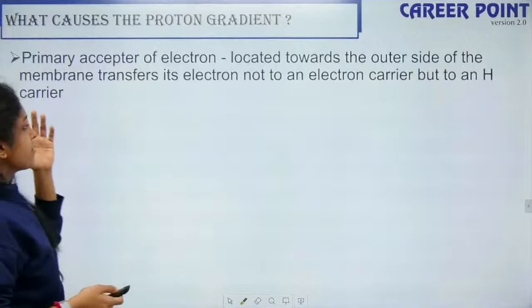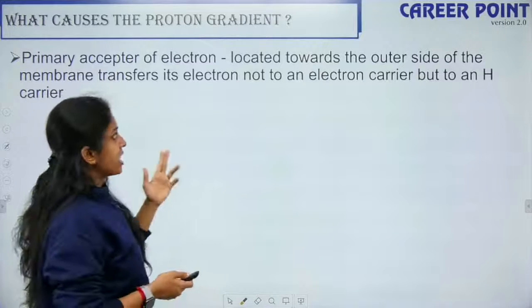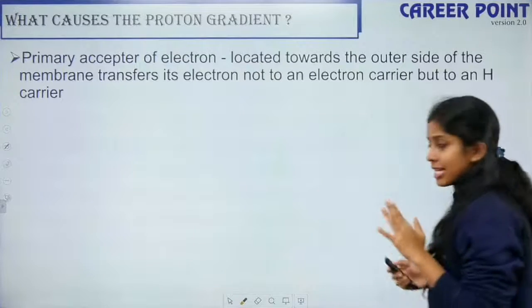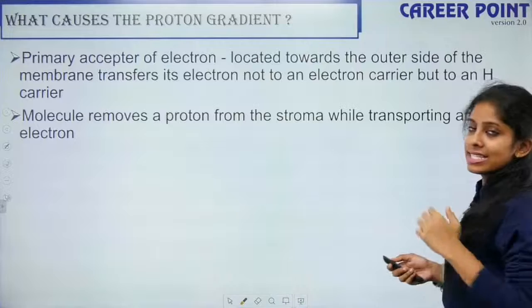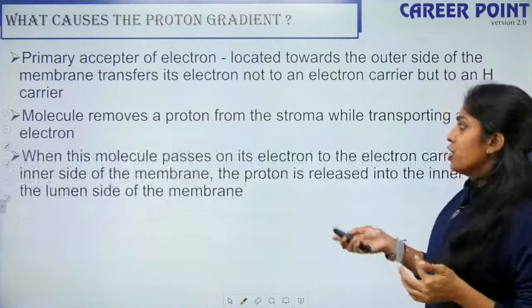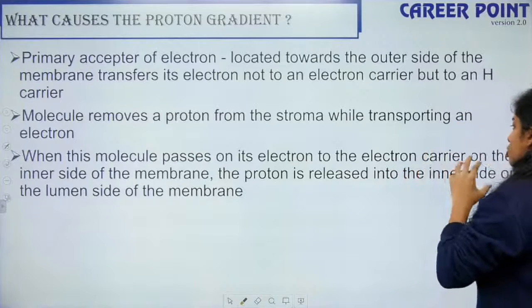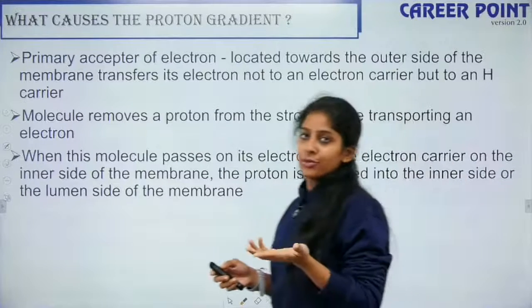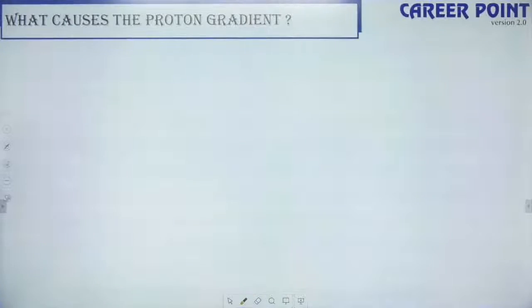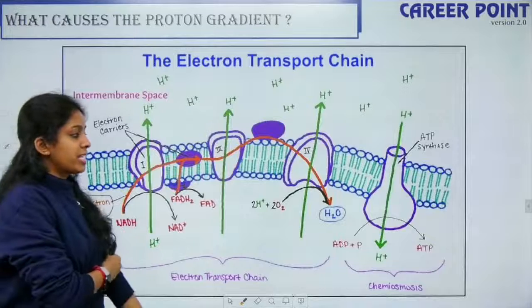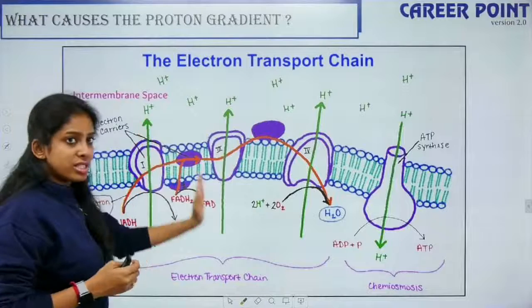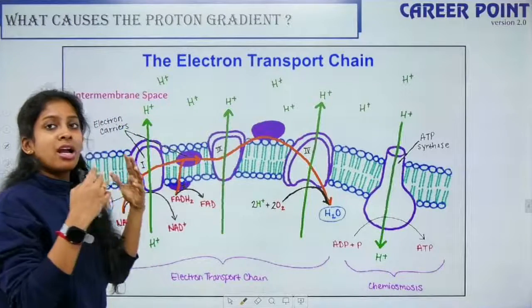The primary acceptor of this is one reason. The second reason is that the electrons are accepted by the ETS, right? And who carries the electrons for the ETS? It is your H plus ions, right? So when this molecule passes on its electron to the electron carrier on the inner side of the thylakoid membrane, H plus gets accumulated in the lumen. The third reason is that the NADP reductase reaction happens. So this is how the H plus moves inside to transport the electrons, right?